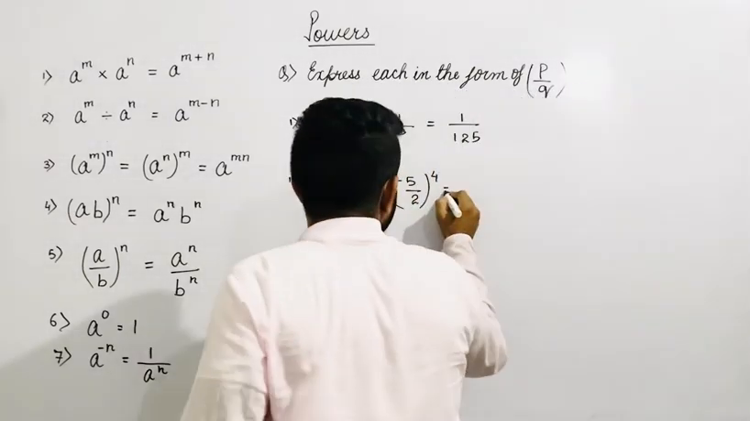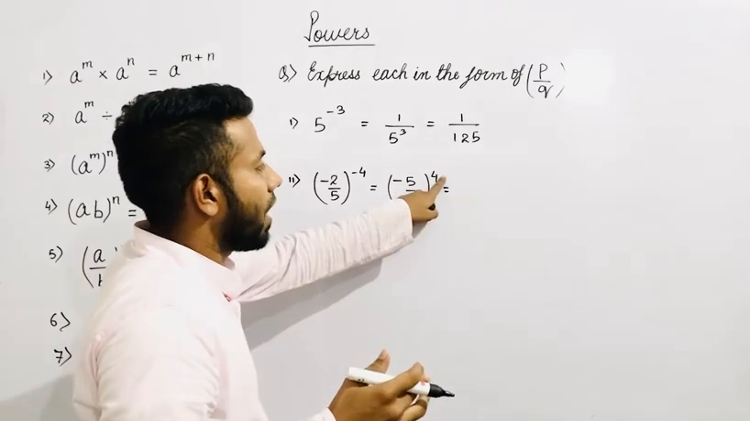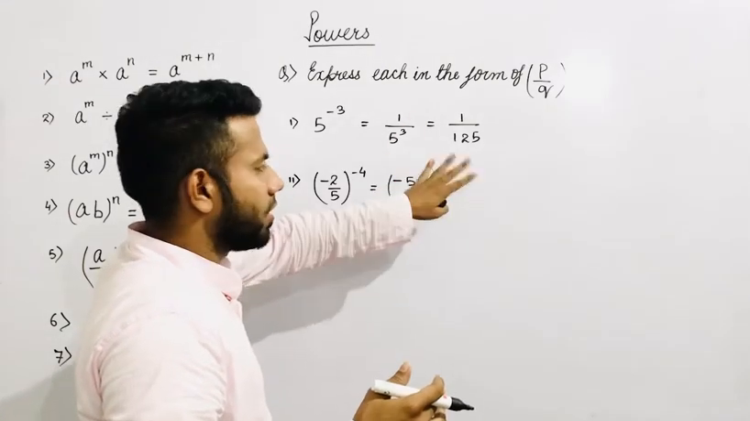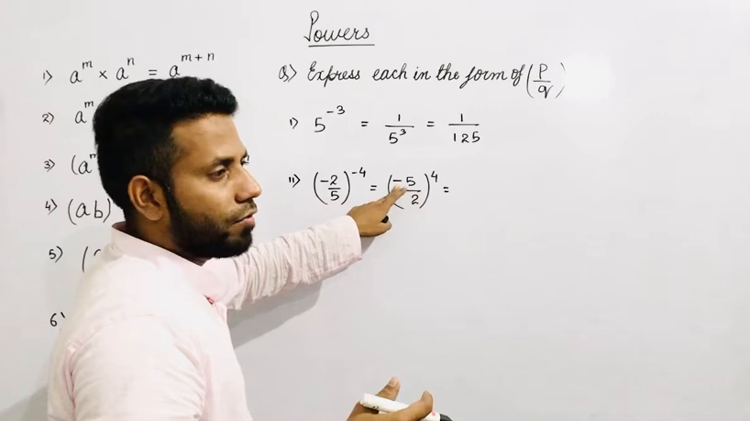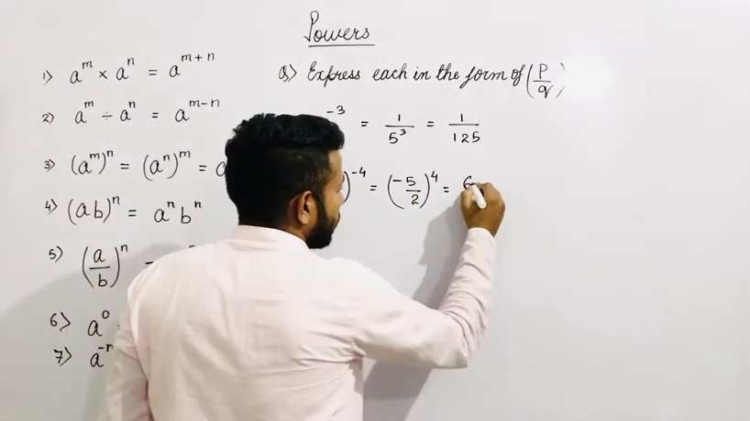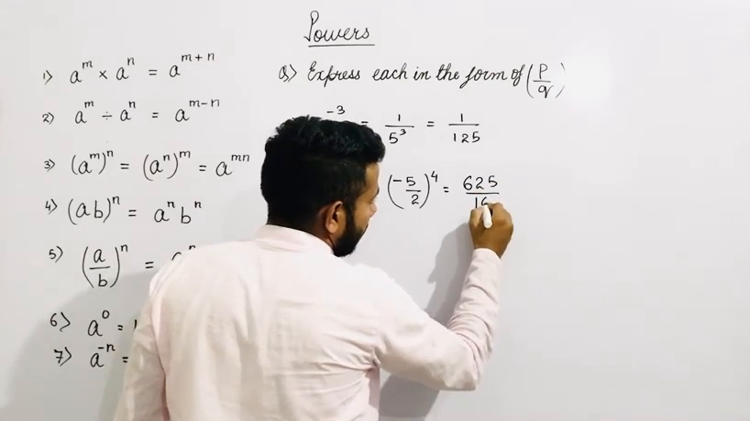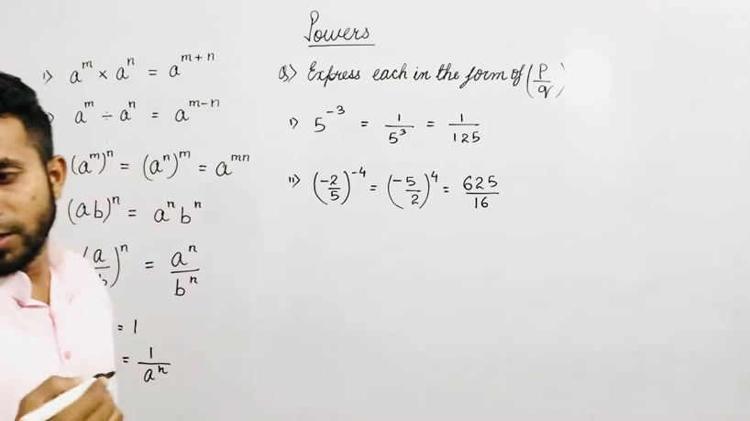So it is minus 5 to the power 4. 5 into 5, 25. 25 into 5, 125. 125 into 5, that is 625. Since it is negative and we have an even power, it will result in positive. So it is 625 by 16.